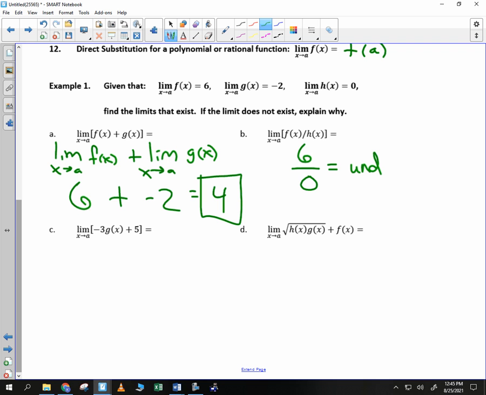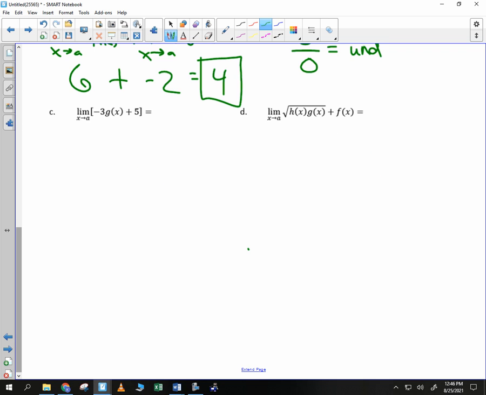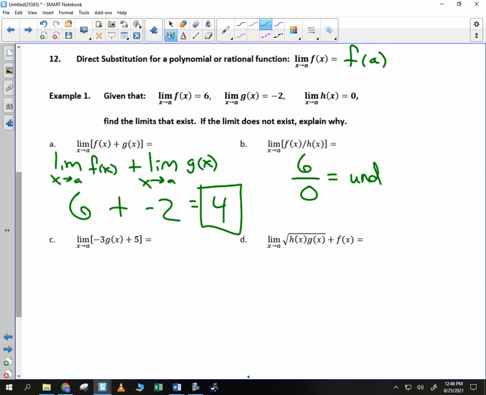Letter C, limit as x approaches a of -3 times g of x plus 5. Go ahead and just substitute for g of x. The limit is -2. So we have -3 times -2 plus 5. It's as simple as that. 6 plus 5 is 11. Go ahead and do letter D on your own.